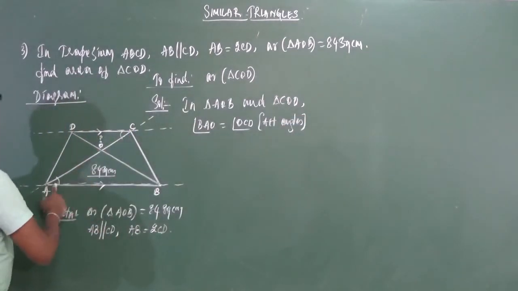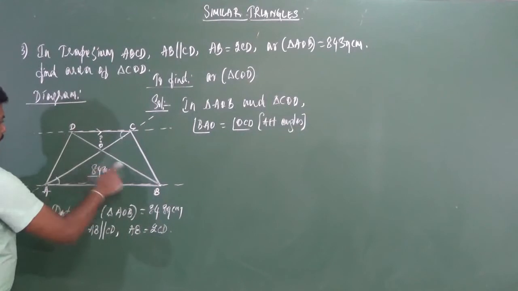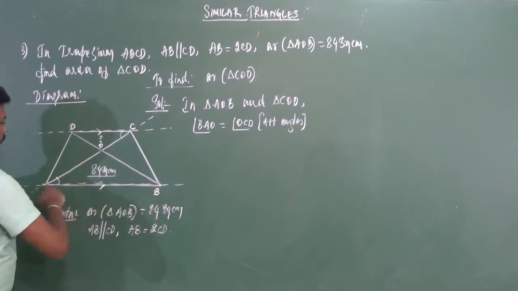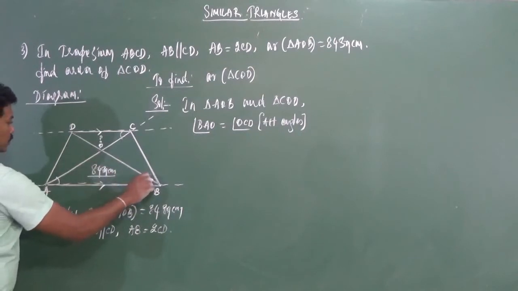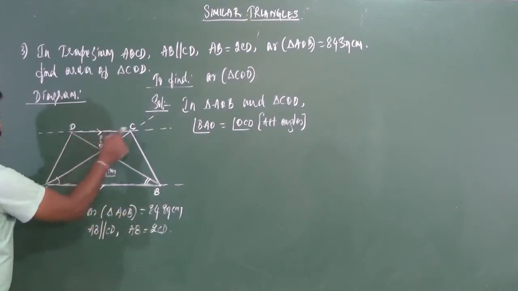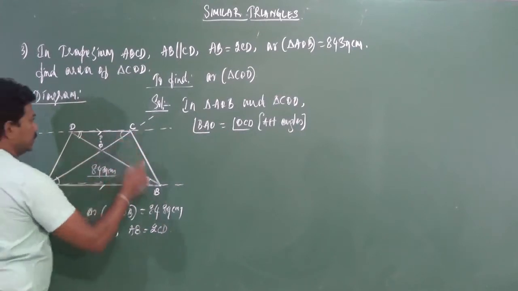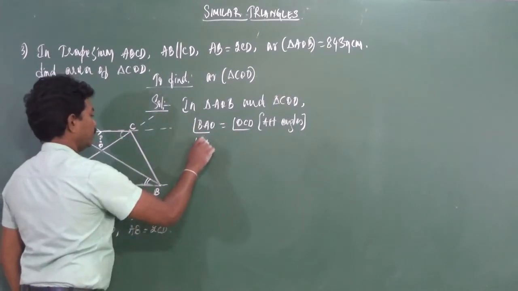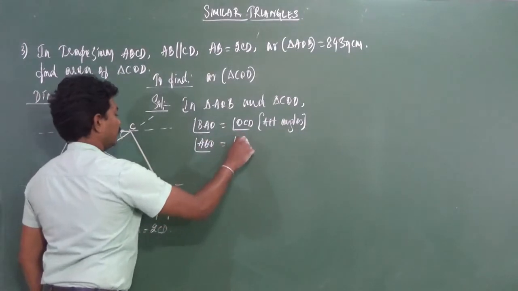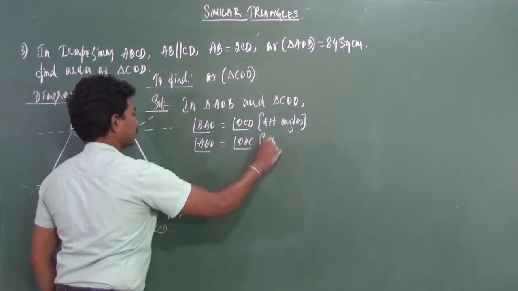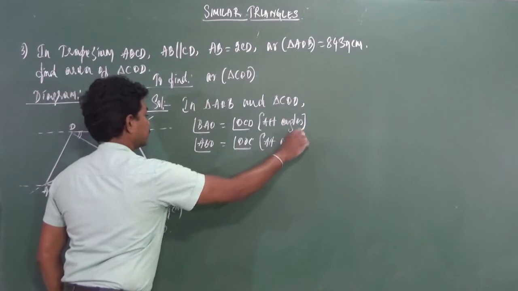Again, if you take this as the transversal for these two parallel lines, you are going to get angle ABO equal to angle ODC. So angle ABO is equal to angle ODC. Again, the reason is alternate angles.